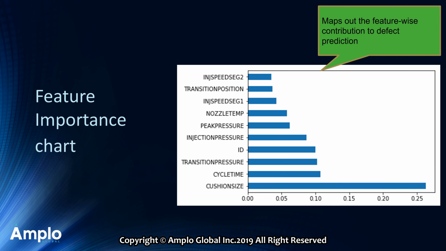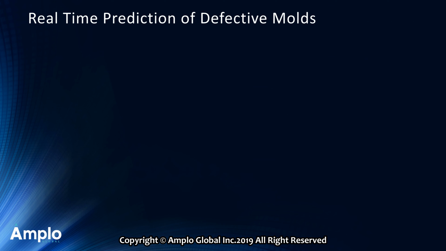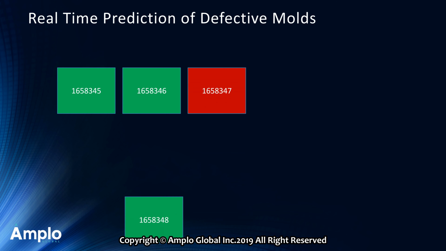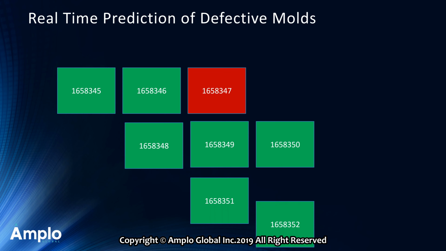After adjusting for the effects of correlation, we look at the feature importance chart, which indicates that the attribute cushion size is the most significantly contributing factor which leads to defects in the molds. We also apply the model to predict defects with live data streaming from embedded sensors.